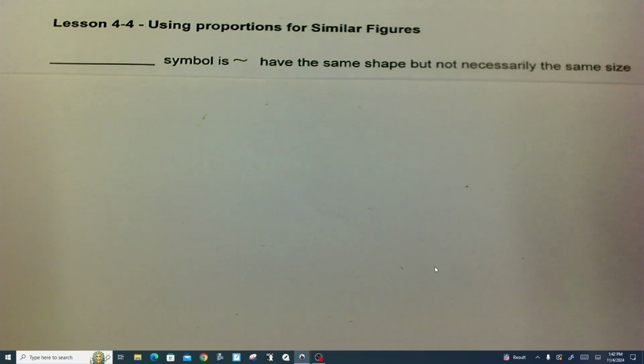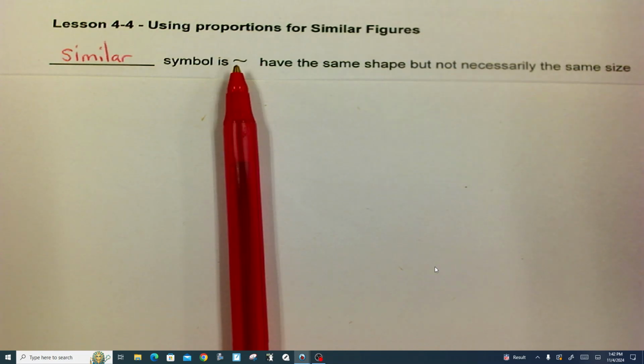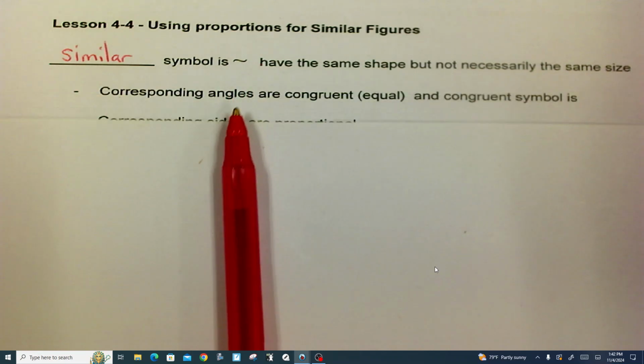Proportions using similar figures. Well, the first thing we need to do is teach you a new symbol. This little wavy line is called the similar symbol. And the shapes are similar if they're the exact same type of shape, but they're different sizes. So they're not congruent, they're just very close to each other.